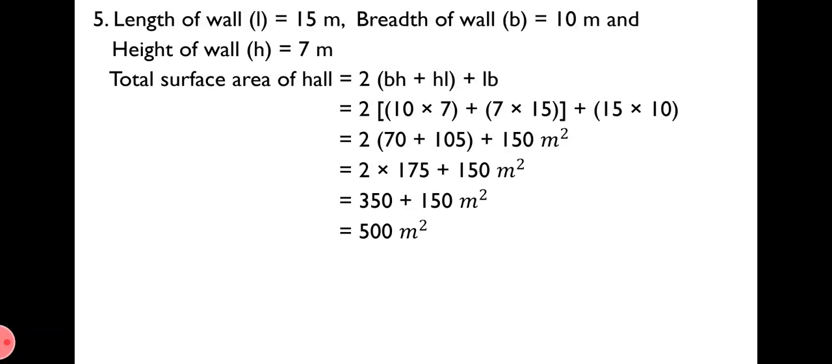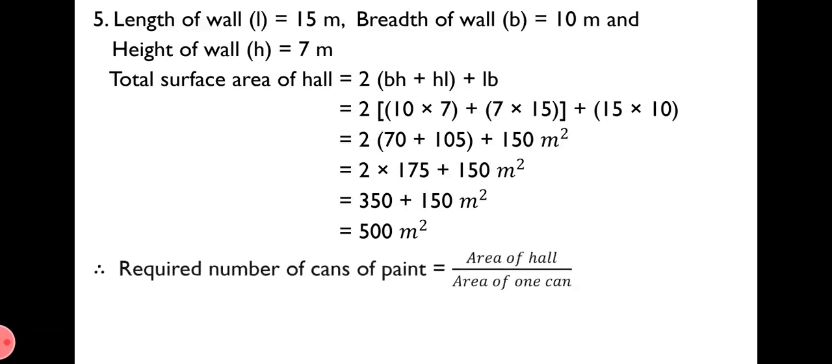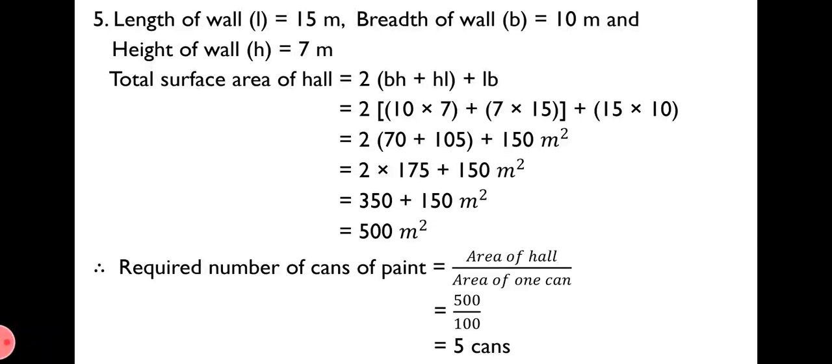Now it is given that one can is required to paint 100 meter square. So let's find out how many cans are required. Number of cans required for paint equals area of hall upon area of one can, that is equal to 500 upon 100, that is equal to 5 cans. So 5 cans are required to paint the hall.